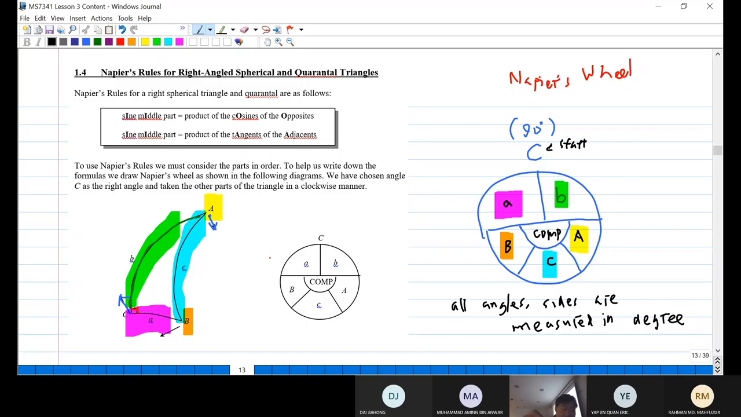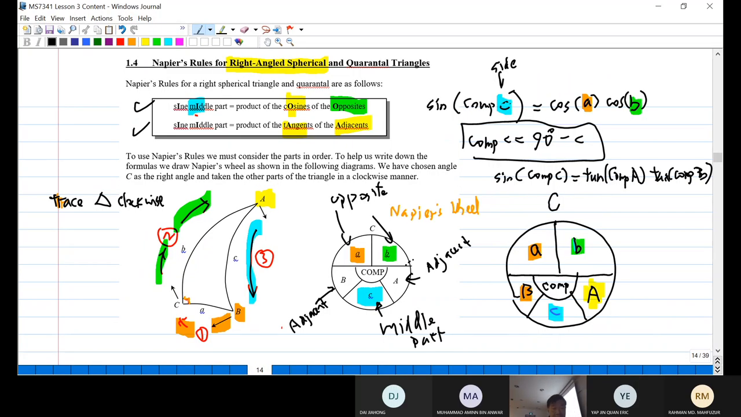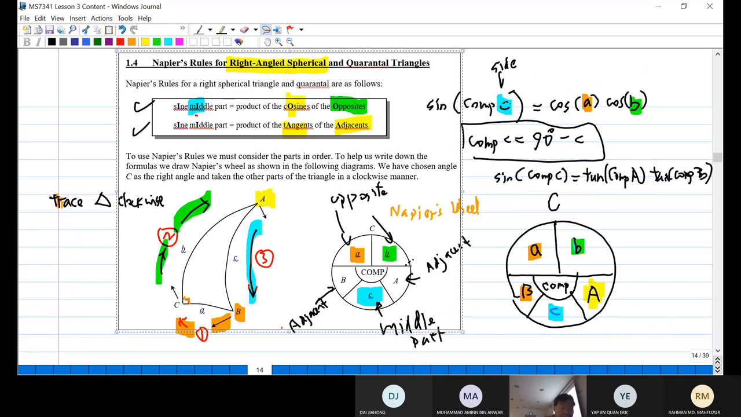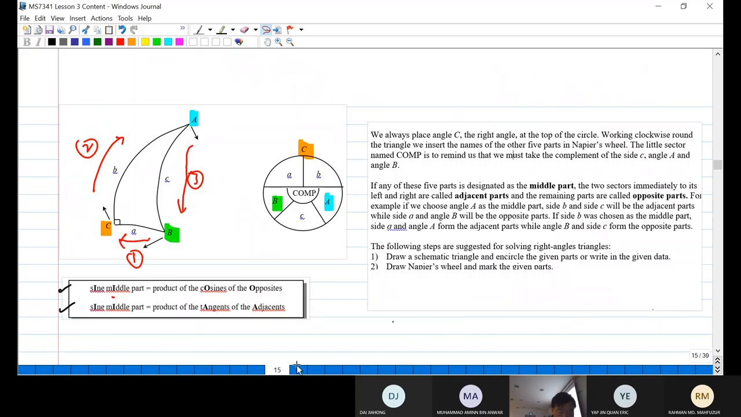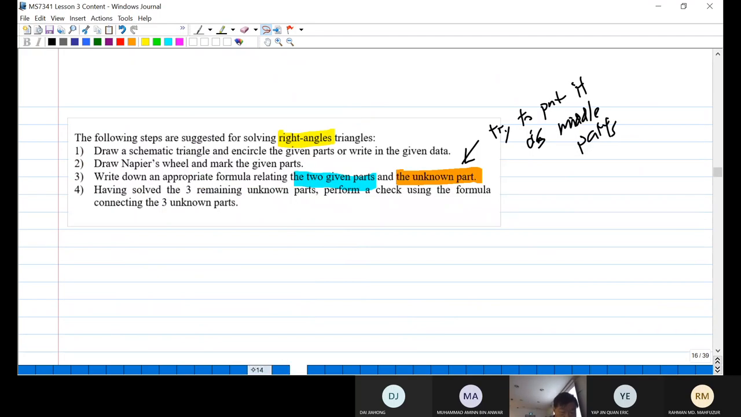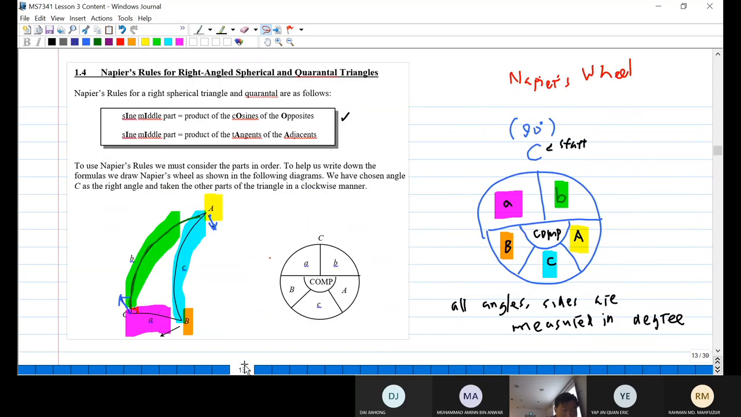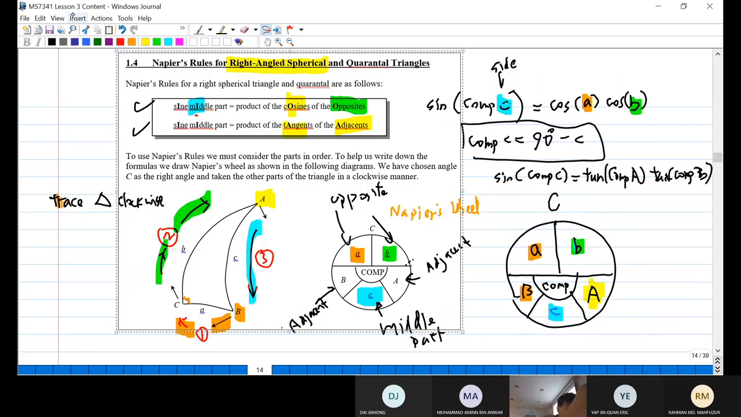Okay, so I'm going to explain here how to do the calculation. The first rule I'm going to talk about is sine of middle part is equal to cosine. Let me copy this again. For the Napier's rule, we have only two formulas, and all of them are very similar. Okay, insert new slide.